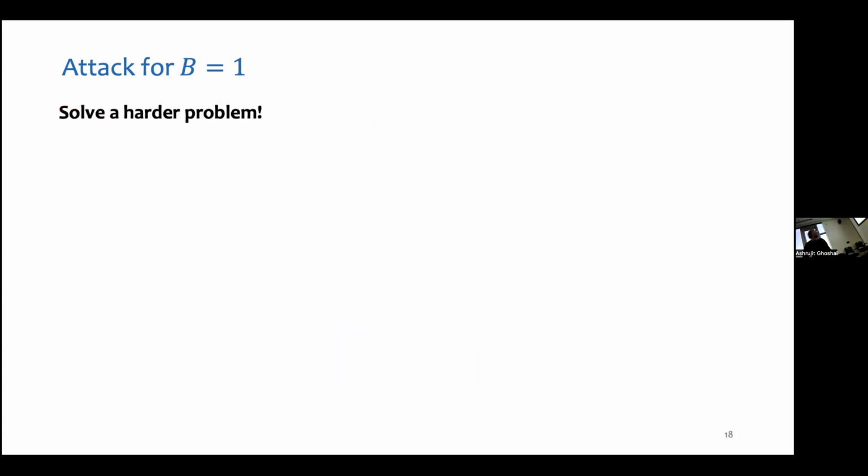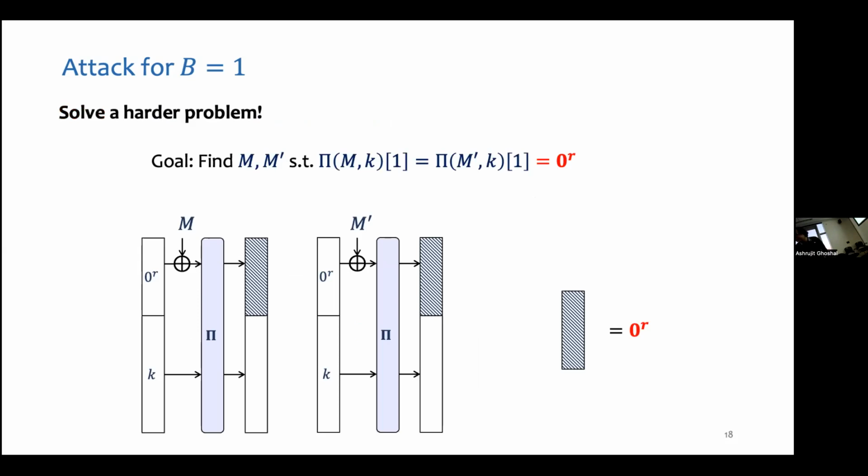So as a first step, let's actually make life a little harder for ourselves and try to solve a harder problem. It'll soon be clear why I'm doing this. I want to come up with a strategy that finds two messages m and m prime, such that the evaluation of the permutation on (m, k) and (m prime, k) are all zeros in the first r bits. Of course this satisfies the previous condition, but this is a stronger condition.